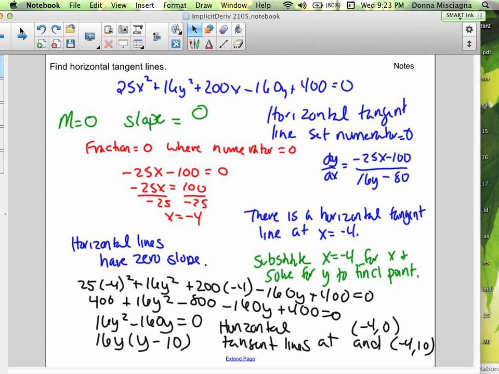On the next video, we'll find the vertical tangent lines. And then we'll take a look at what this function looks like, just so you can see that's where the horizontal and vertical tangent lines are. All right, so bye for now.